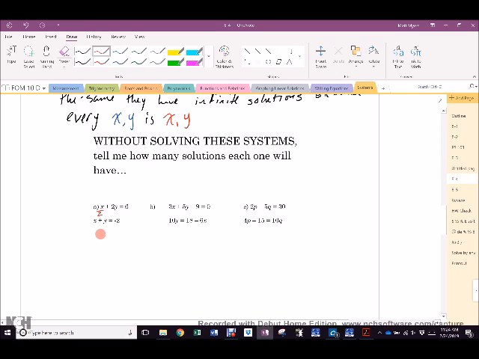Please notice, I'm not asking for the solution. I'm asking how many solutions there may be. One. The line can only cross once because it has different slopes. They're not curvy. Let's look at this one. Again, just check the slopes.